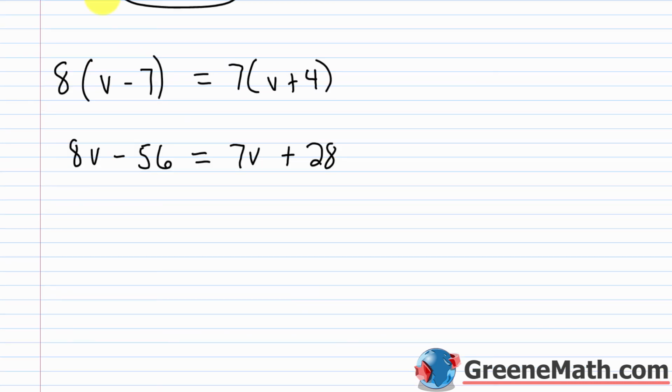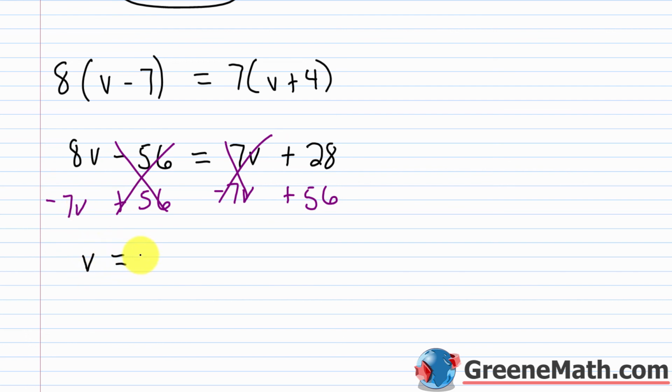All right, so I'm going to move my number to the right here, move my variable term to the left, okay? And I'm going to do that in one step. So I'm going to add 56 to both sides of the equation. That way there's no longer anything other than a variable term on the left. And I'm going to subtract 7v from both sides of the equation. That way there's no longer a variable term on the right. So on the left now, I have 8v minus 7v, which is just v. On the right, I have 28 plus 56, which is 84. Okay, so v equals 84 is our solution here.